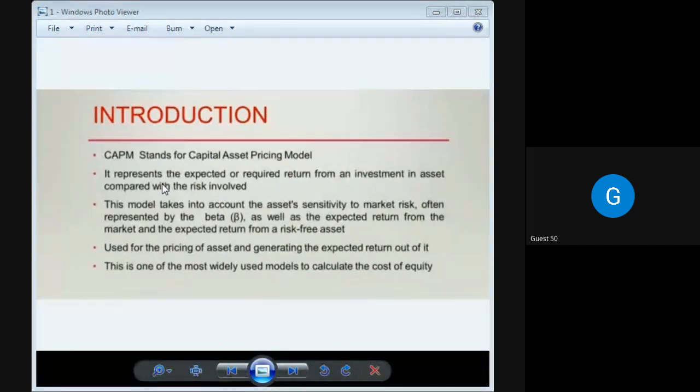So basically, the capital asset pricing model helps us identify or calculate the cost of equity and also helps us identify the expected or required return from an investment as well as the risk involved in that particular investment. Okay, and this model takes into account the asset's sensitivity to market risk, because the risk involved in that investment comes mostly from the market. So this model takes into account the asset's sensitivity to market risk, right?